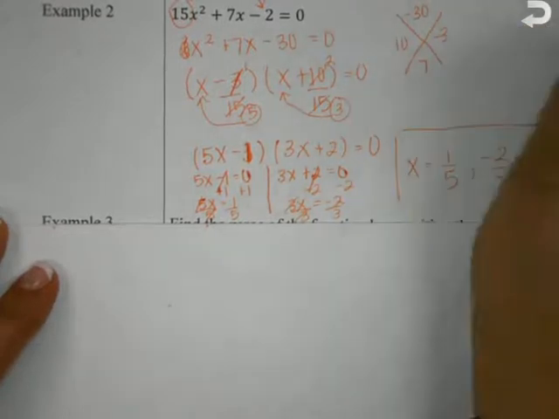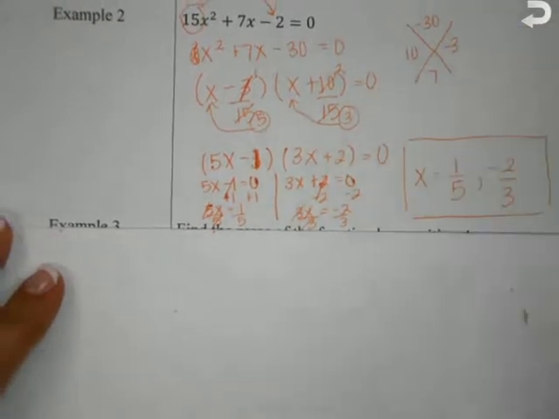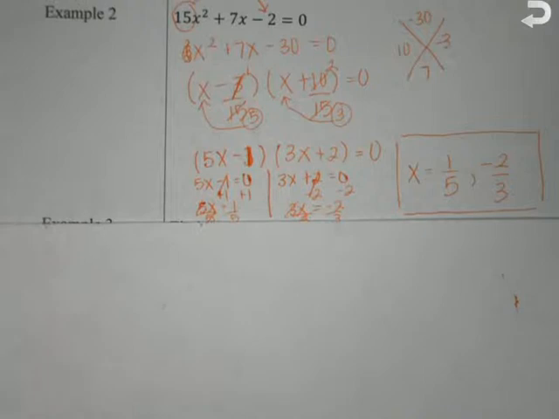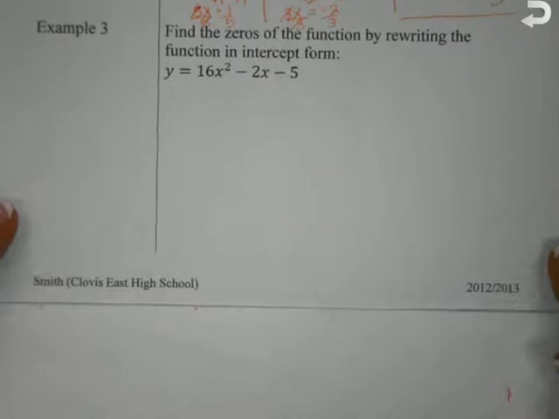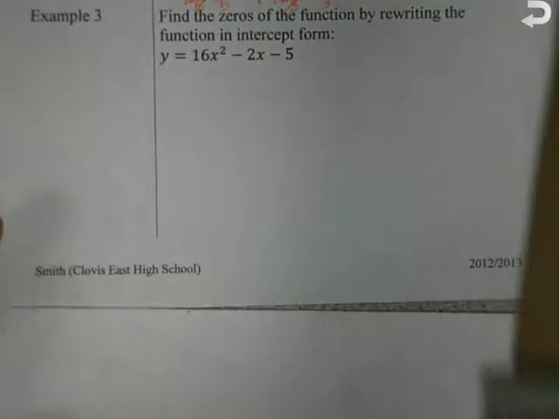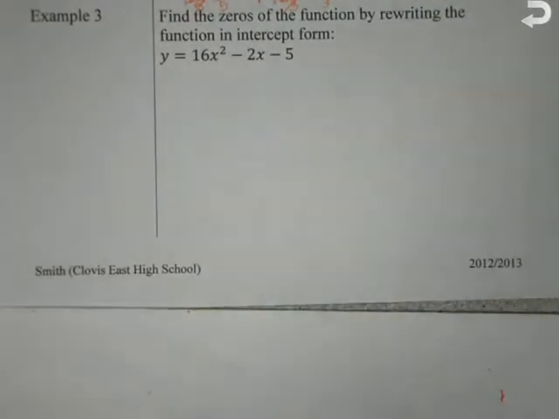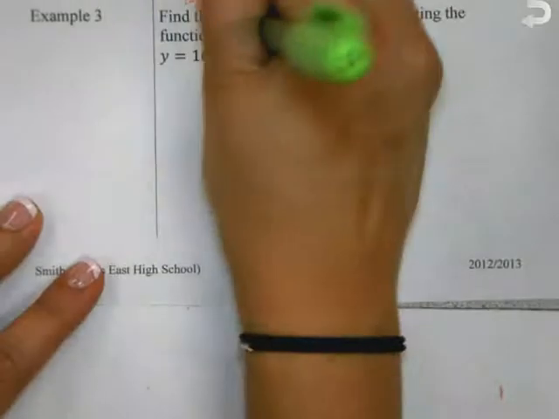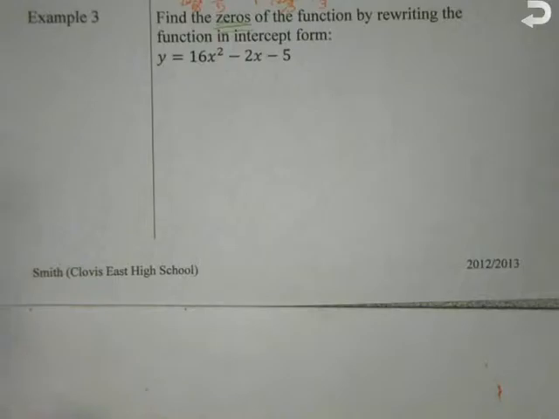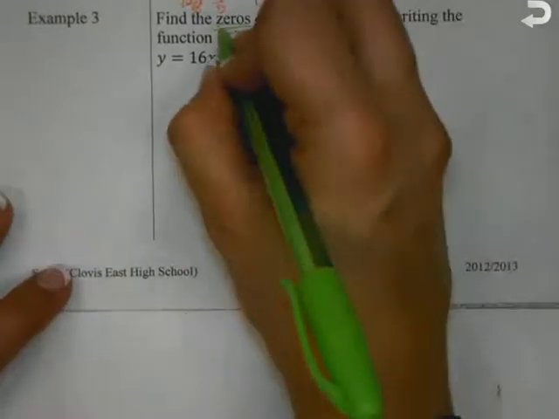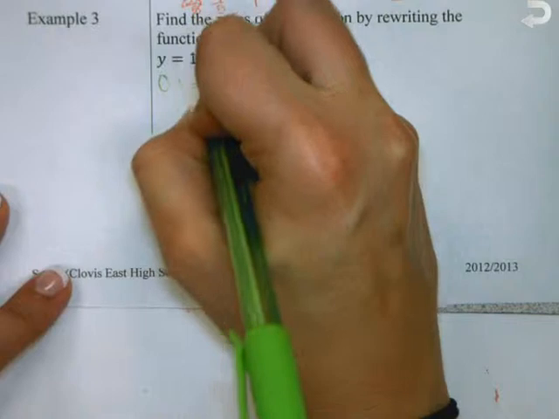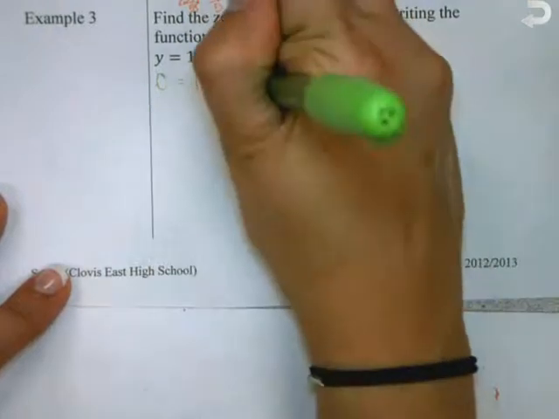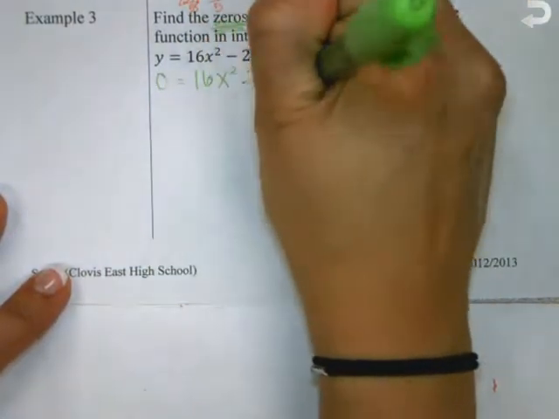Okay. What I want you guys to do, example 3, I want you to try it on your own. The instructions say find the zeros of the function by rewriting in intercept form. The zeros just means solve when y is equal to 0. So that's what it means when it asks for zeros. So set the whole thing equal to 0, and then use factoring to solve for this.